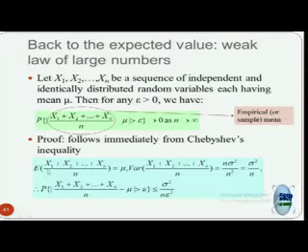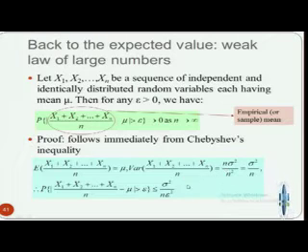How will I prove this in one step? From first principles, I will do E[x1] plus E[x2] plus dot dot dot E[xn], divided by n. Now, each of them had mean mu, so the numerator is n mu, and it's divided by n. So you get mu. Is this clear?